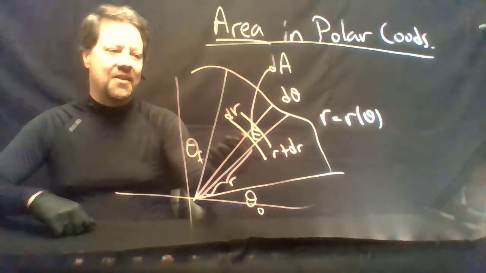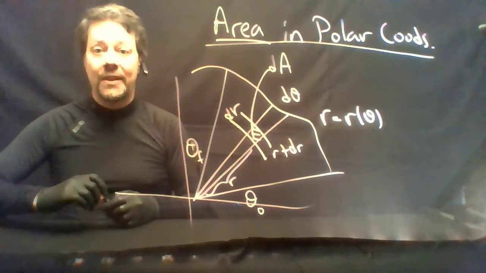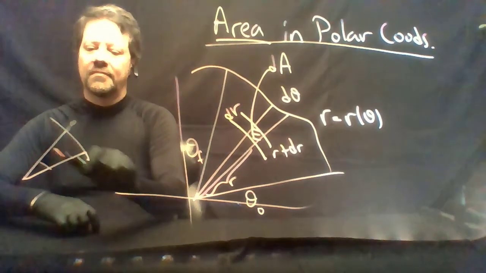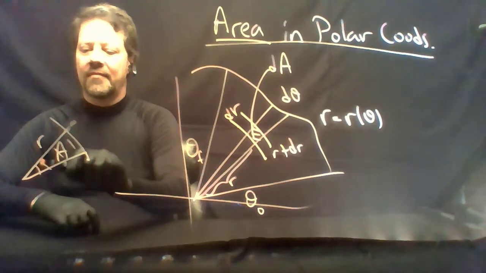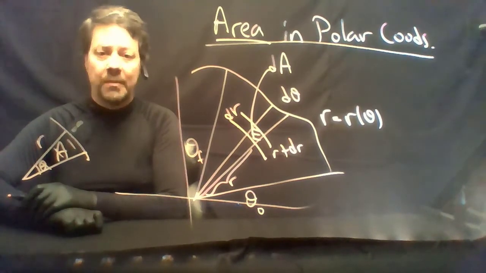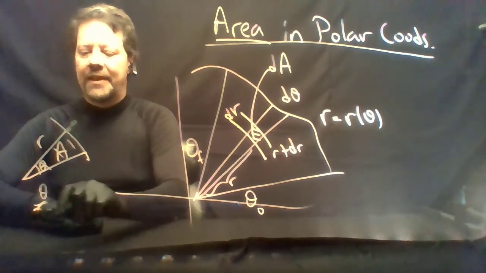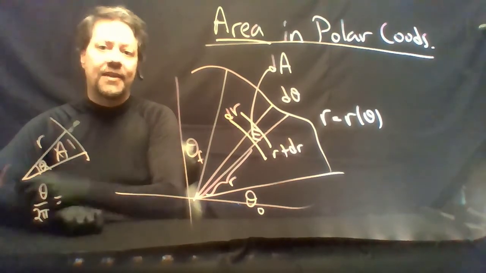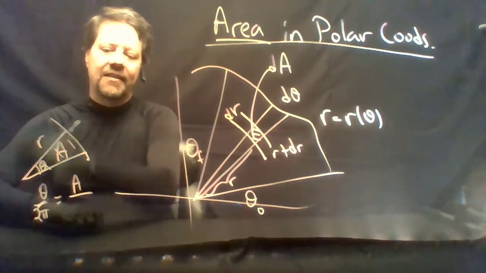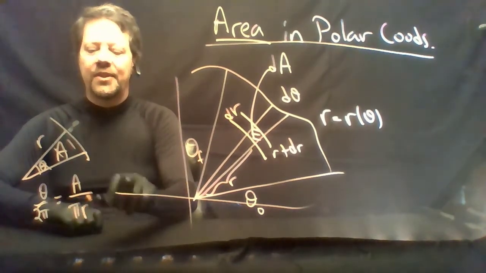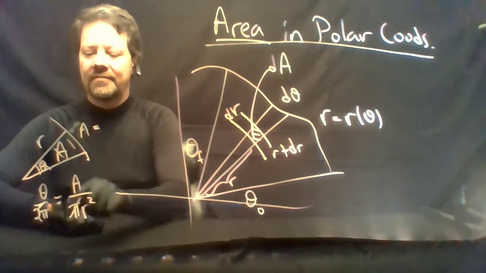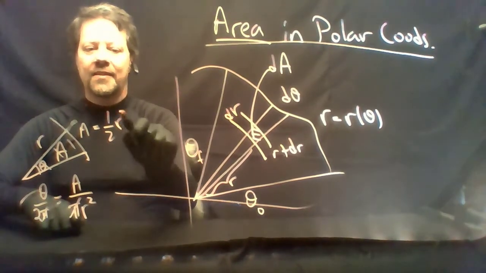How big is the area inside of that little region? We're going to need to know the area formula for the sector of a circle of radius r and angle theta. You can get this by thinking proportionally. Theta divided by 2 pi, that's the proportion of the angle theta to all the way around, is equal to the area of the sector divided by the area of the entire disk of radius r, which is pi r squared. It follows then that the area of the sector is 1/2 r squared theta.